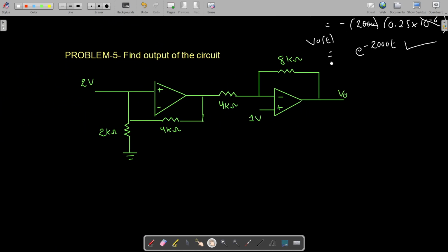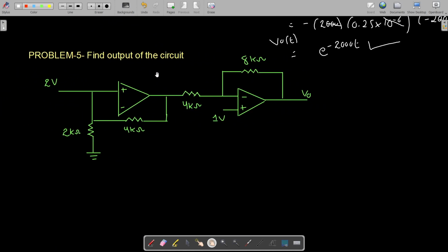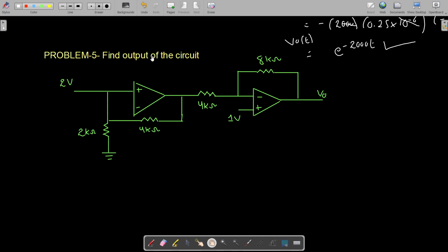Now let us move to the next problem, where we are asked to find the V0, again the output voltage. So now to find the output voltage, if you look here, this is, okay, I have a mistake over here. This is not connected over here. This needs to be connected to the negative terminal. This is connected to the negative terminal and not the positive terminal.